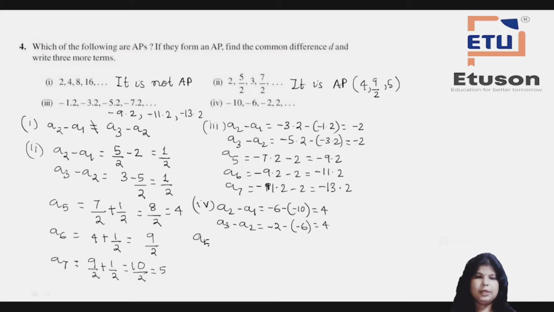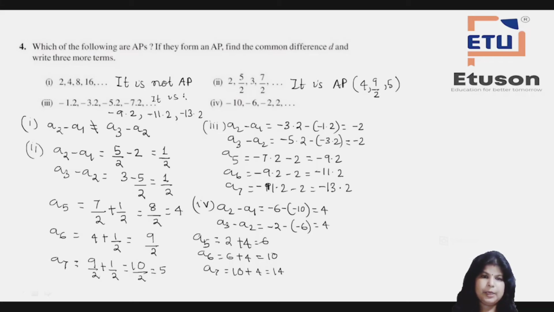So we can find out A5. A5 will be equal to 2 plus 4, that is 6. A6 will be 6 plus 4, that is 10. A7 will be 10 plus 4, that is 14. So what are the next numbers? Here also it is AP, and the next 3 terms are 6, 10, 14 respectively. Right children? Hope you have understood.